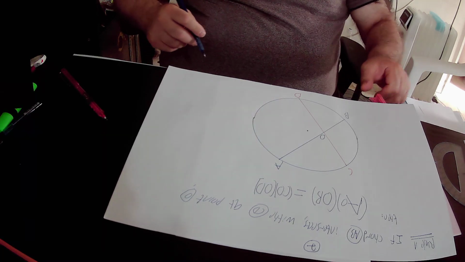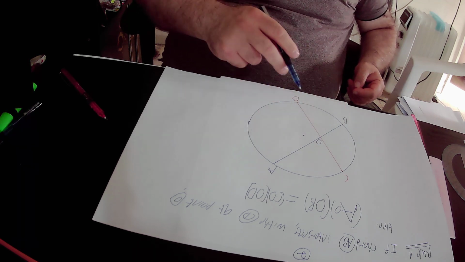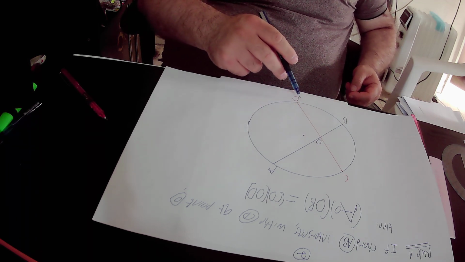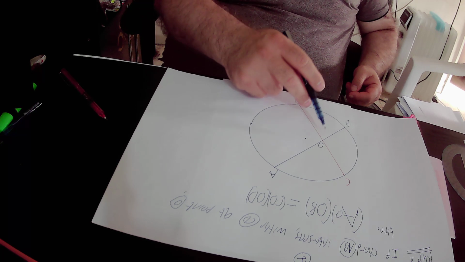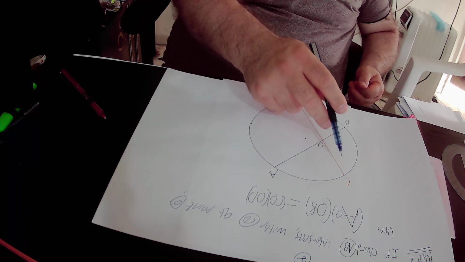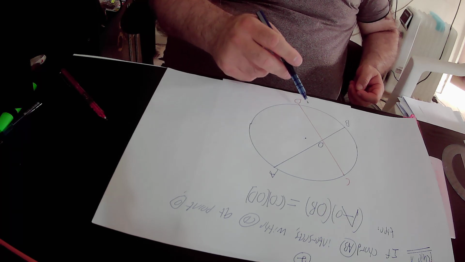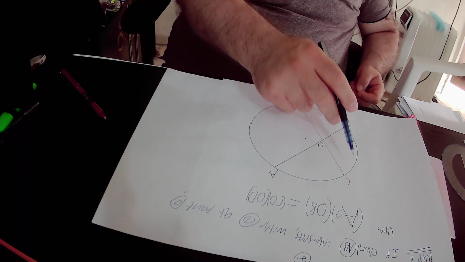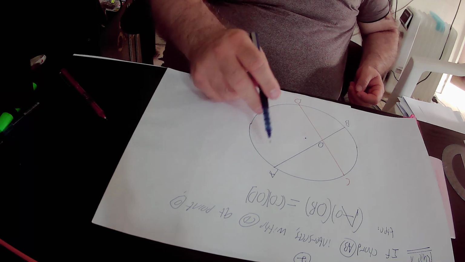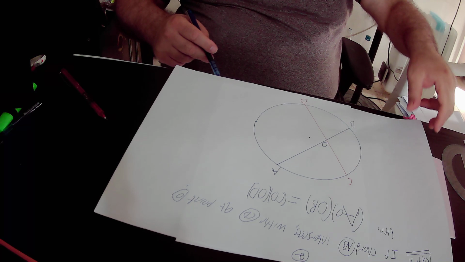I repeat again. If chord AB intersects with chord CD, the red line called CD, at point O, where point O is the intersection point of chord AB with chord CD, then according to rule number 1, we get that AO times OB equals CO times OD.